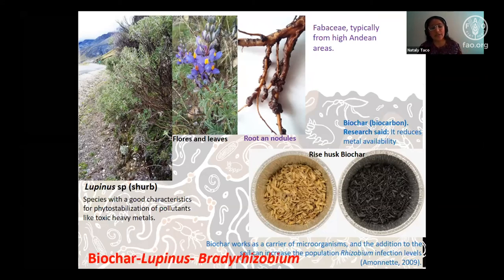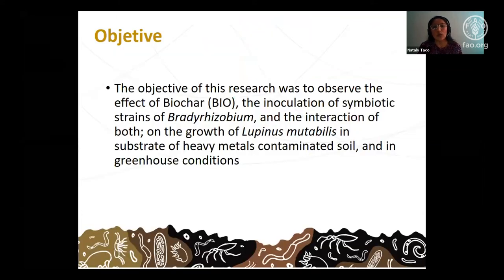So we have three factors. First, biochar, in this case rice husk biochar, then lupinus, and also the bradyrhizobium, two strains. In this case, we work with two strains of bradyrhizobium: the first, L6, and the other, the L4. So the objective of this research was to observe the effect of the biochar and the inoculation of symbiotic strains of bradyrhizobium and the interaction of both on the growth of lupinus mutabilis in substrate of heavy metals contaminated soils and in greenhouse conditions.